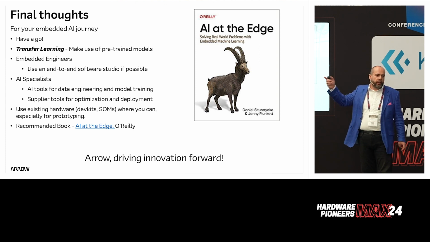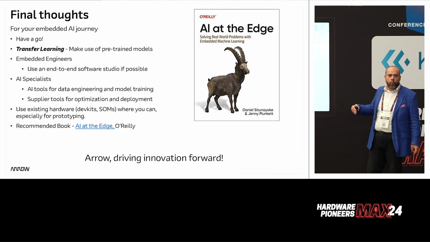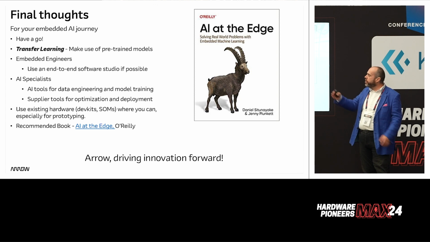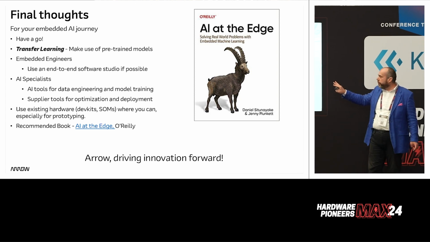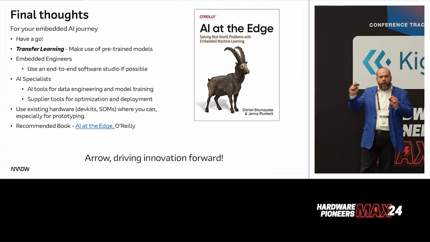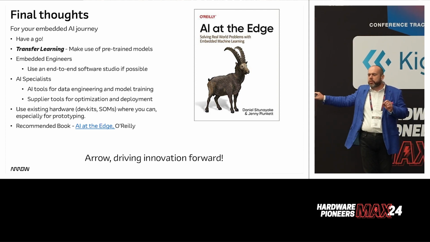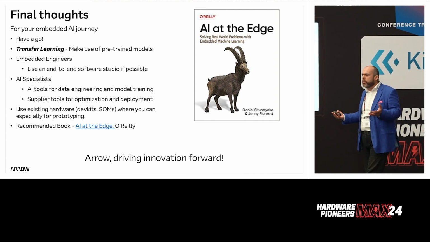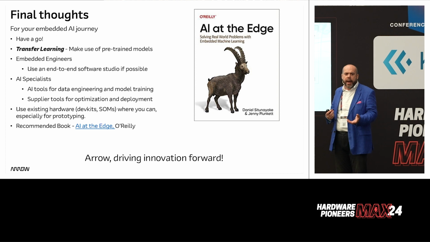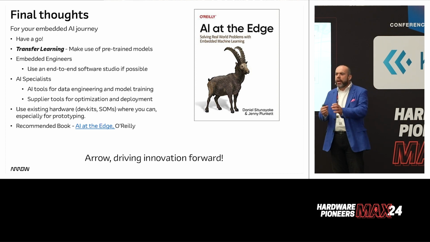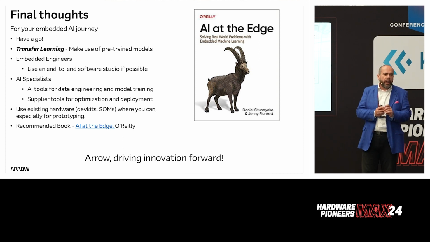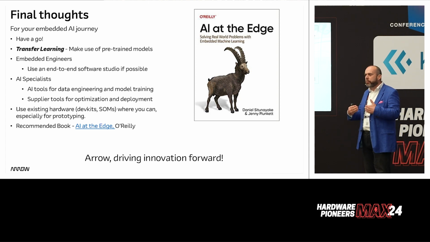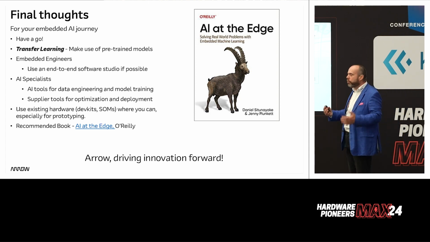Use transfer learning. Start off with models that can already do what you need. If you're an embedded engineer, try and use an end-to-end software suite. If you've got your own specialists, different story. Last point, I haven't really touched on it, systems on modules. If you're moving from, say, people that design with microcontrollers to using microprocessors with Linux and AI, that's a big jump. You can buy modules to help you do that. And it might be a good place to start, especially if the processor isn't a key part of your product.